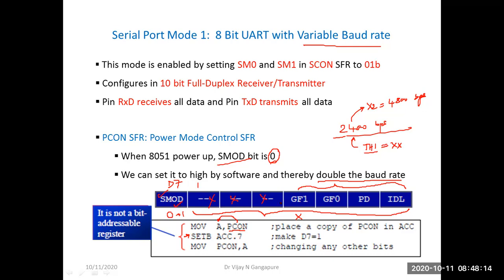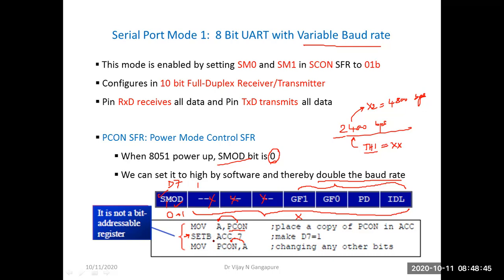So these bits are now available in the accumulator, and the accumulator is bit addressable, so I can set or reset a particular bit, and I am setting now bit number 7, which is SMOD, in the accumulator. So I have made it 1, and then I'm moving the content of the accumulator again to PCON, that is MOV PCON, A, means it will move the content of the accumulator to PCON again.